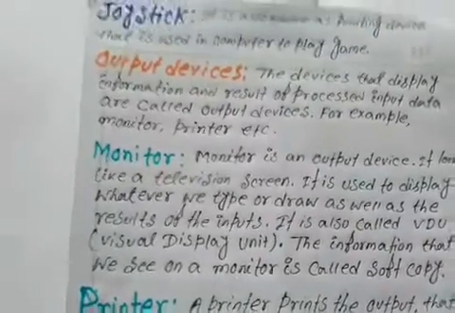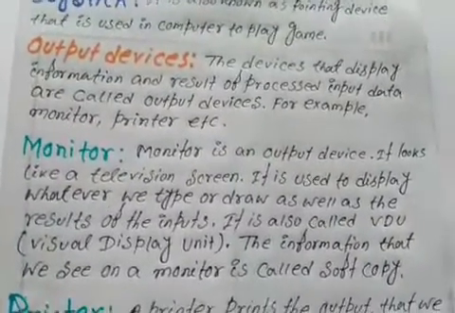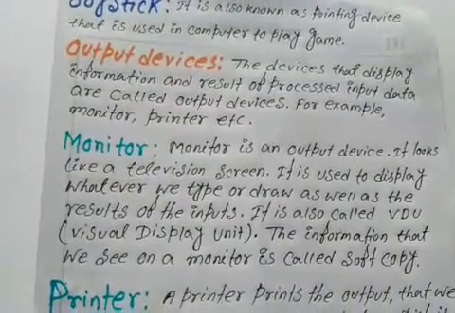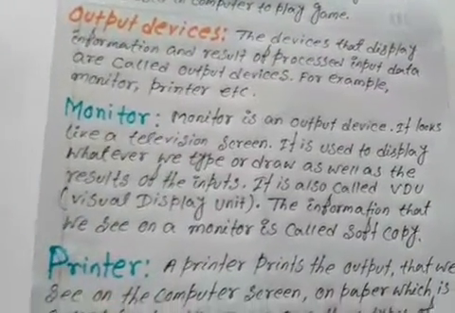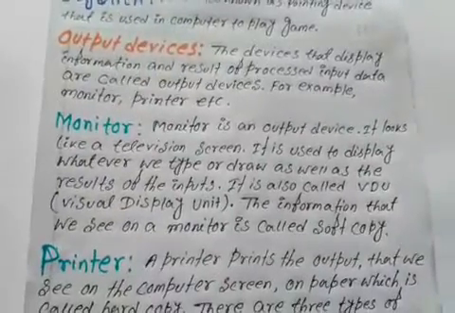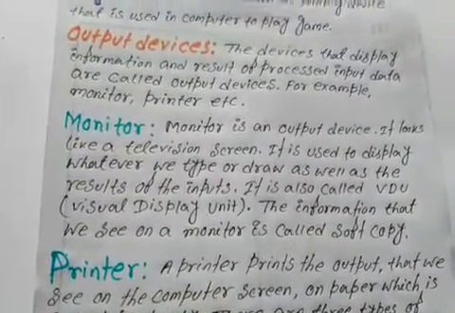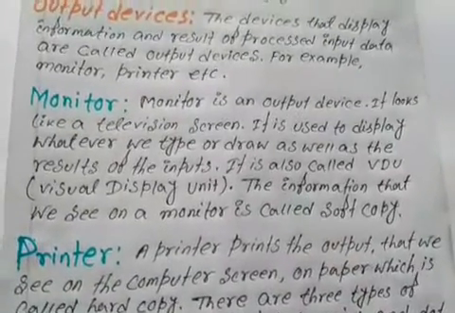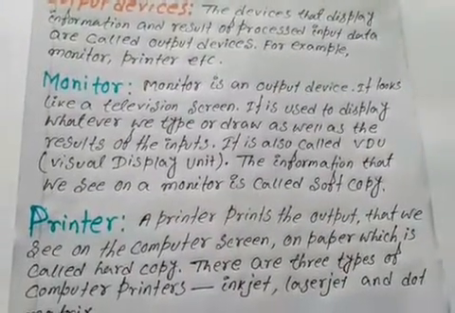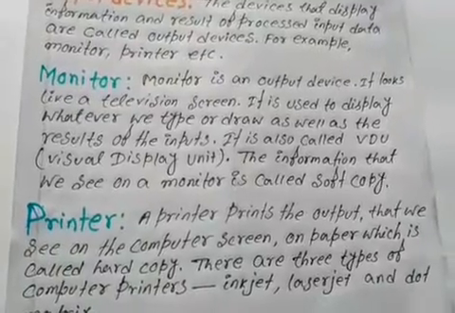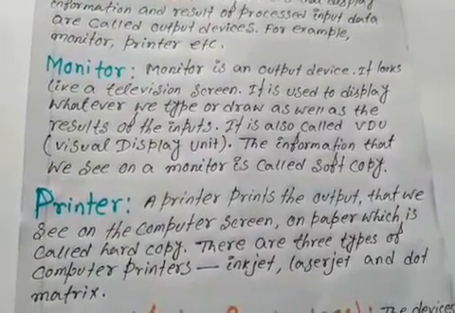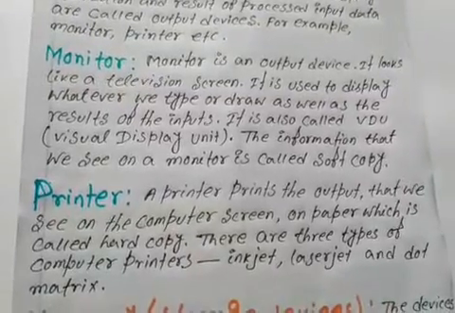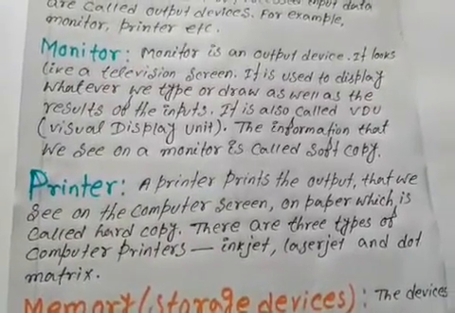Then we will discuss output devices. The devices that display information and results of processed input data are called output devices. For example, monitor and printer. Then we will discuss the monitor. Monitor is an output device. It looks like a television screen. It is used to display whatever we type or draw, as well as the result of the inputs.